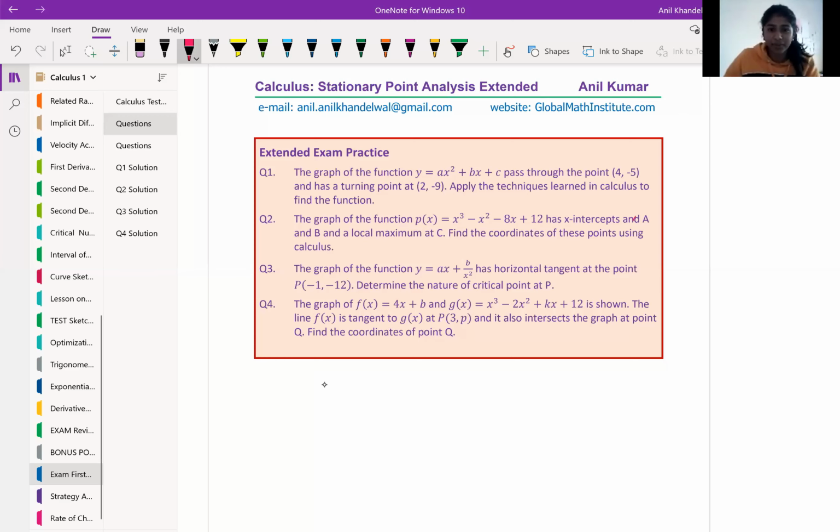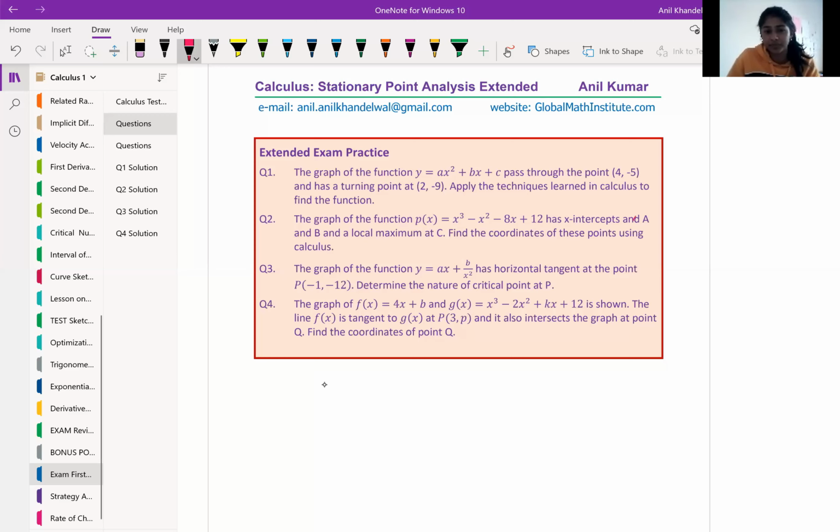Since they've given us 2 points, can we start by subbing in the values into the equation? Yes, and then we'll get two equations. Yes, but you have three variables to find. How do you get the third equation? It says it has a turning point at 2, minus 9. So we'll do the derivative, make that equal to 0, then sub the 2 in.